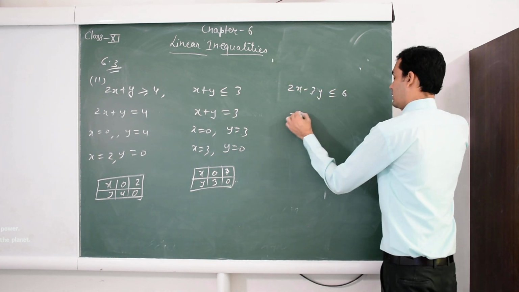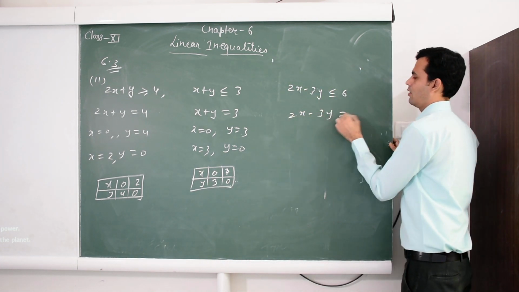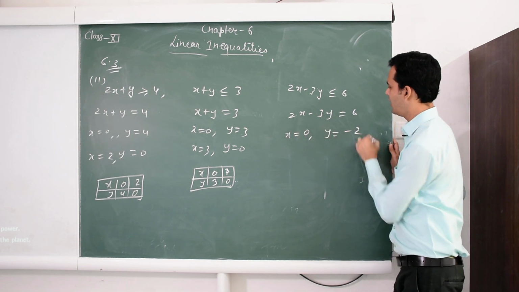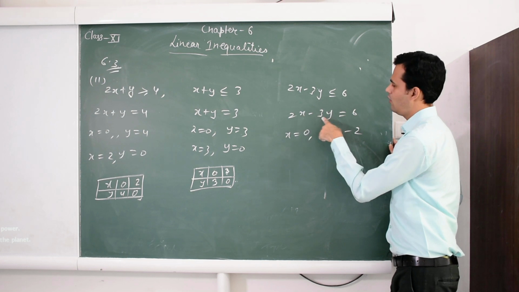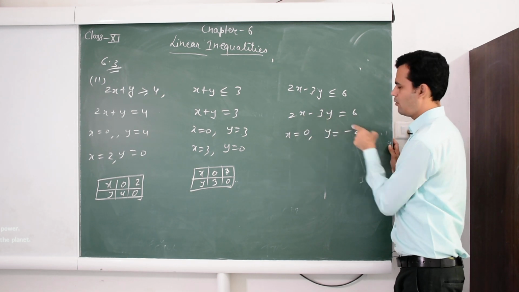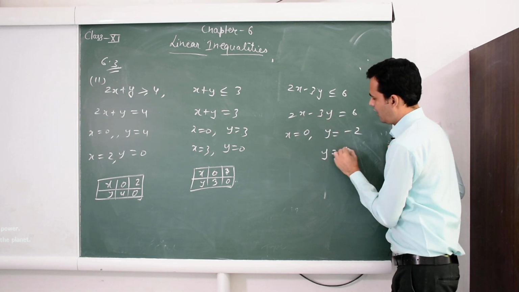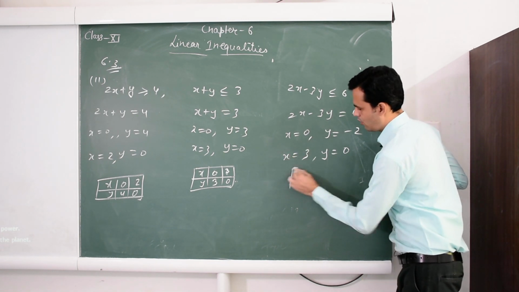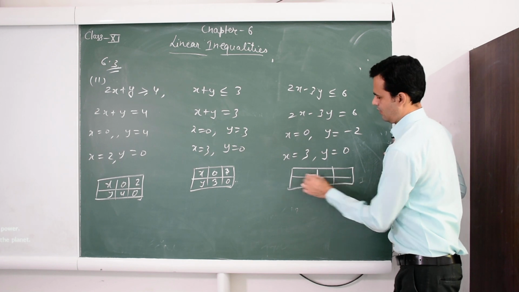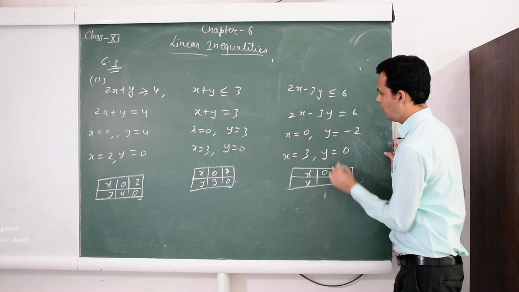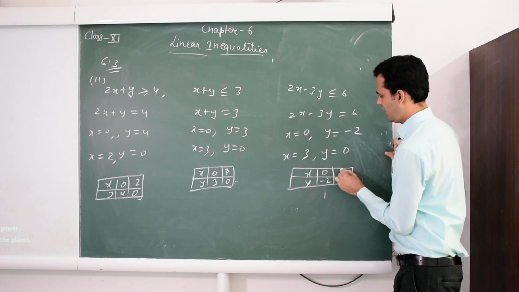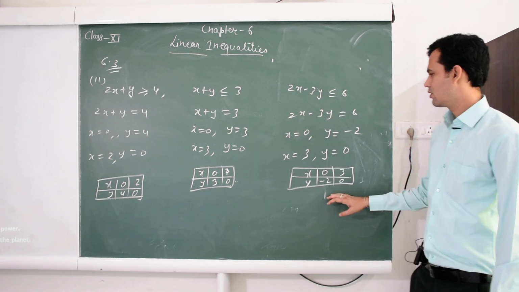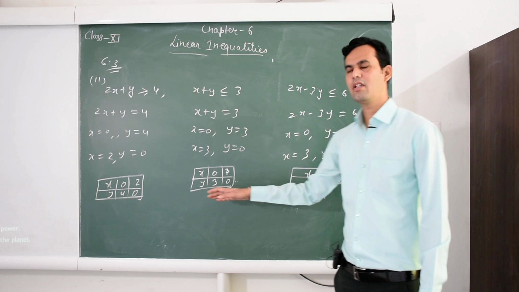Then for the third equation, 2x minus 3y equals 6. If we take x 0, then we get y equals minus 2, 6 upon minus 3, minus 2. And if we take y equals 0, then the value of x is 3. So x 0, y minus 2, and x 3, y 0. So these are the two solution points of these three equations.